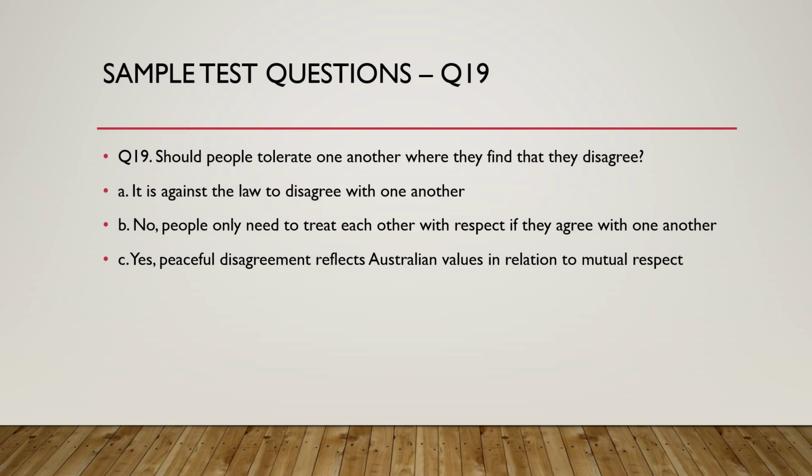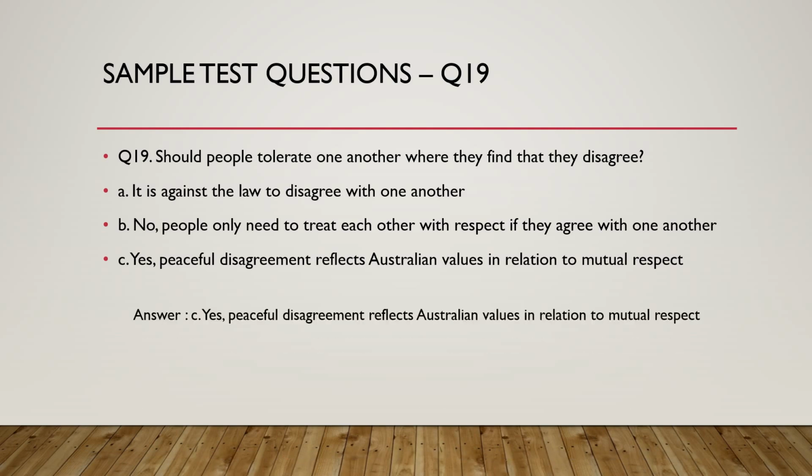Question 19 is, should people tolerate one another where they find that they disagree? So options are A. It is against the law to disagree with one another. B. No, people only need to treat each other with respect if they agree with one another. Or is it C? Yes, peaceful disagreement reflects Australian values. So the answer is C. Yes, peaceful disagreement reflects Australian values in relation to mutual respect.